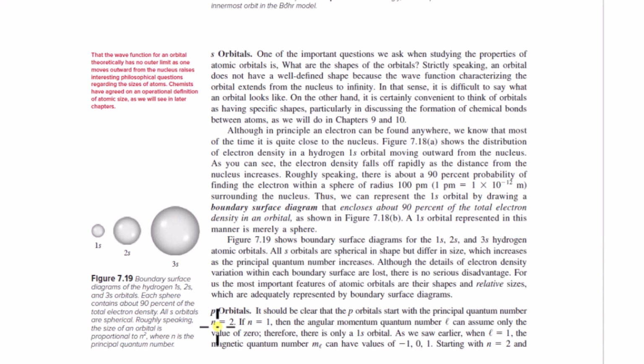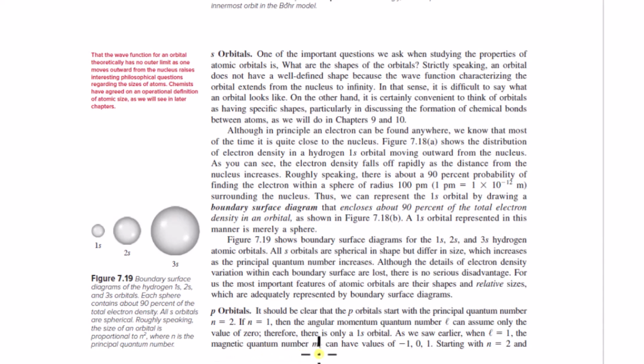n is equal to 2. Subtract 1 from 2, you have 1. The possible values of L are 0 and 1. A p orbital corresponds to L equal to 1. Okay, as we saw earlier, when L is equal to 1, the magnetic quantum number ML can have what values?